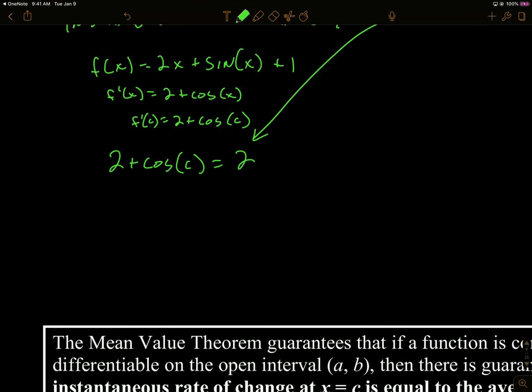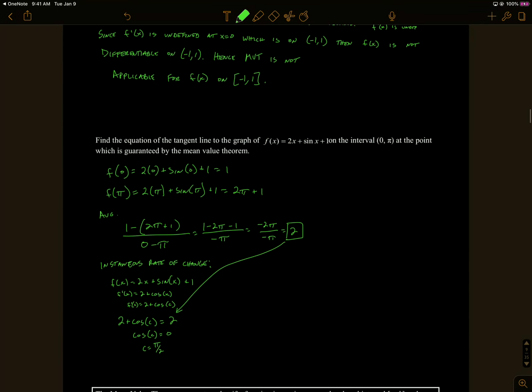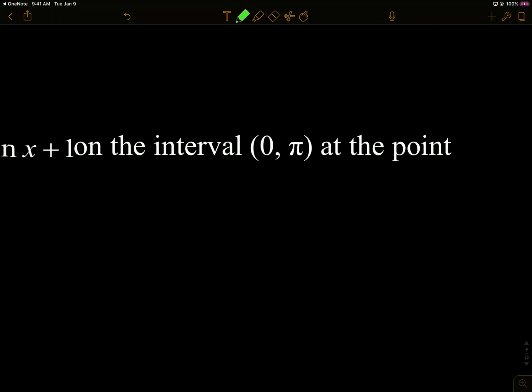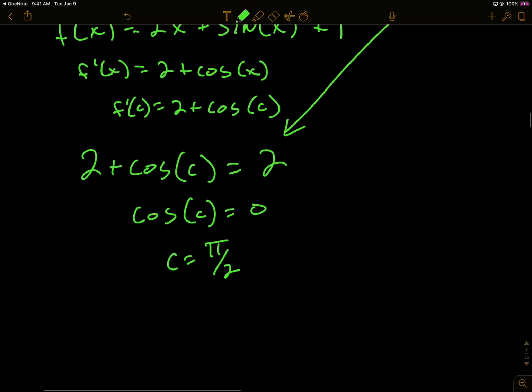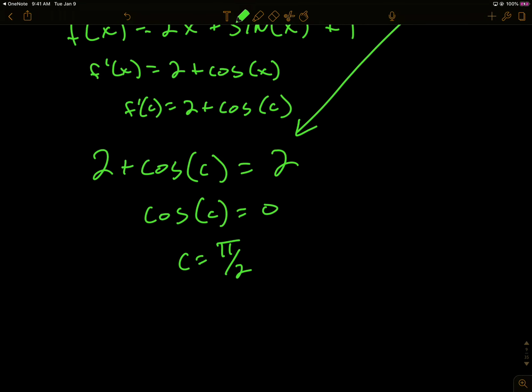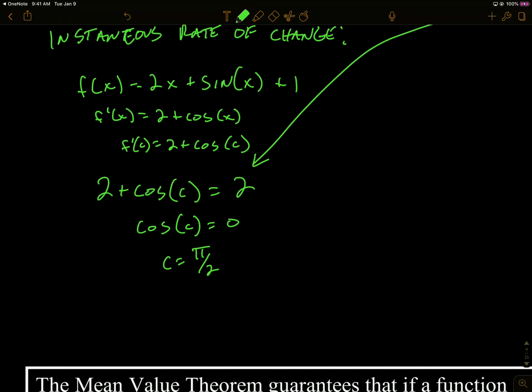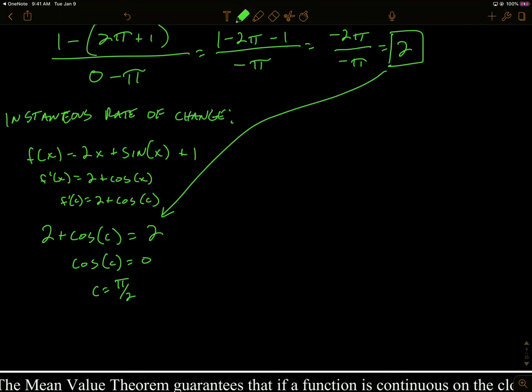So now I can solve this for c. I get cosine of c equals 0. So c is going to be equal to pi over 2, because remember, it's got to be on this interval 0 to pi. So I know that the angle for which the cosine value of c is 0 is 90 degrees, which is pi over 2. So that is the spot where the instantaneous rate of change, i.e. the derivative, that's the x value where the derivative equals the average rate of change.